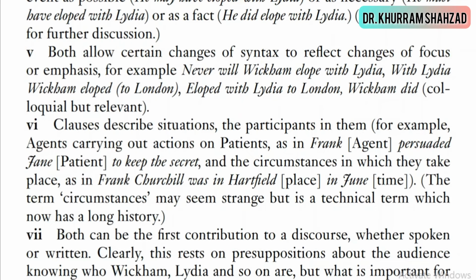Well, the last property of the clause is that both can be the first contribution to a discourse, whether spoken or written. Clearly, this rests on presupposition about the audience knowing who Vikram, Lydia, and so on are. Of course, we are talking about the participants of the discourse. In any kind of discourse, whether it is written or spoken, there are participants, there are people who are doing different kinds of jobs, who are performing different kinds of roles.